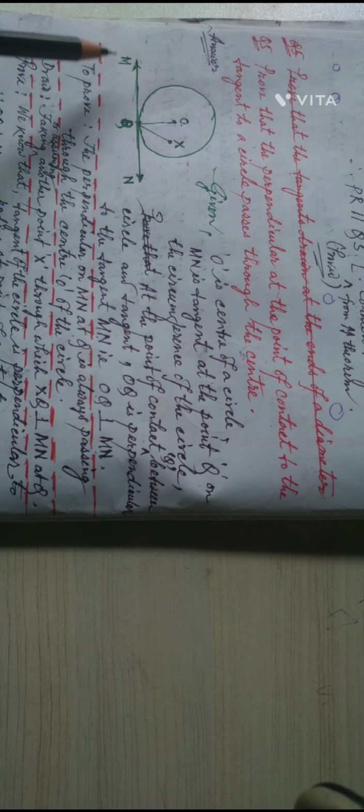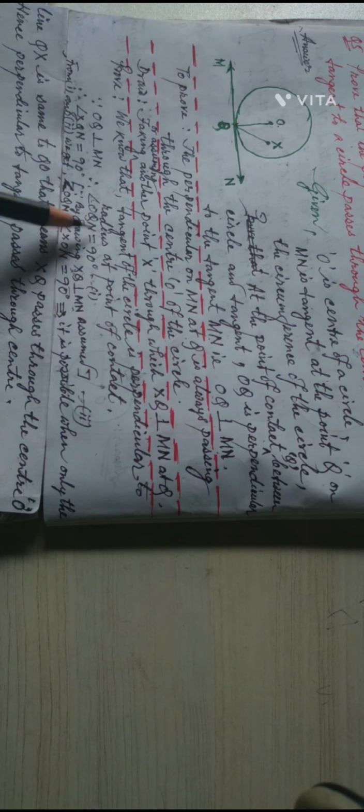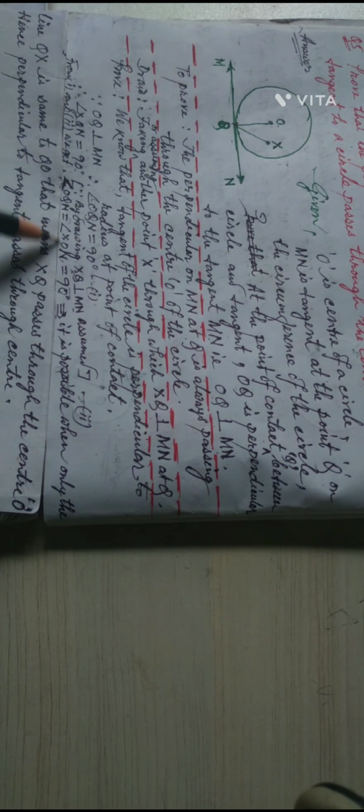Now we assumed that XQ is perpendicular to MN or QN, so angle XQN equals 90 degrees. By drawing XQ perpendicular to MN, assumed. So from 1 and 2 we can write that angle OQN equals angle XQN. The radius at the point of contact OQ is perpendicular to MN, whereas angle OQN equals 90 degrees, it is also given in the question. And by assuming X we get angle XQN is 90 degrees because we drew XQ perpendicular to MN. This is equation 2. From 1 and 2 we get both angles are 90 degrees.